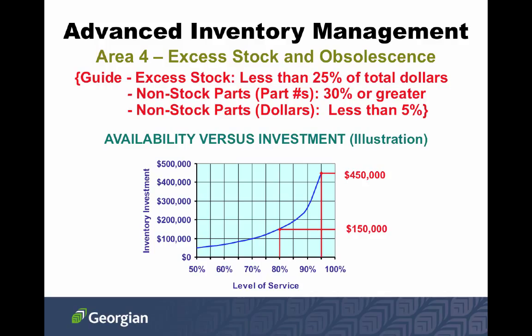Now the next two categories are non-stock parts in part numbers and non-stock parts in dollars. Now, what are non-stock parts? Non-stock parts are parts on the system coded with a special status code of NS. That's what all major systems use. And they are on the system to track demand. In other words, they're not included in inventory calculations, etc.